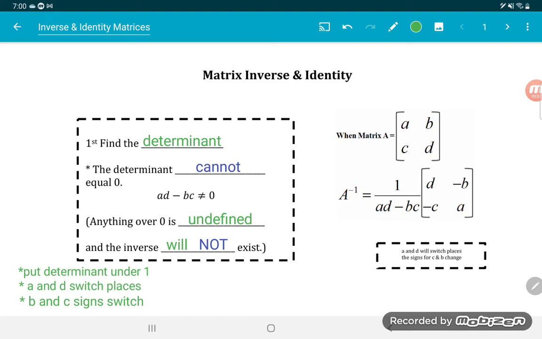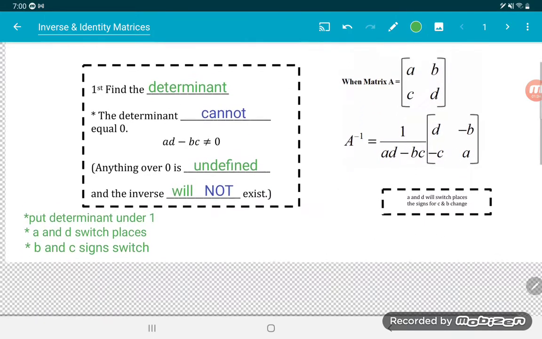On the right side, I have the matrix A, B, C, D. A to the negative first equals 1 over AD minus BC, in parentheses, D, negative B, negative C, and A. In the inverse, inside of your matrix, A and D will switch places. The signs for C and B will change, or will become opposite.